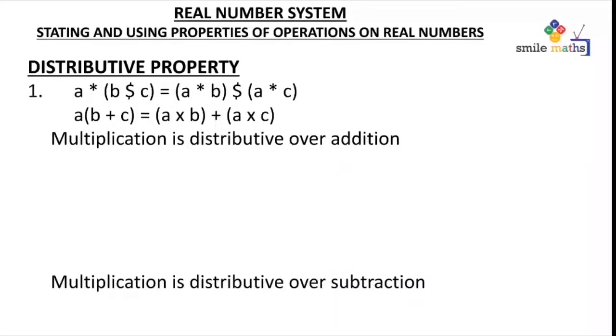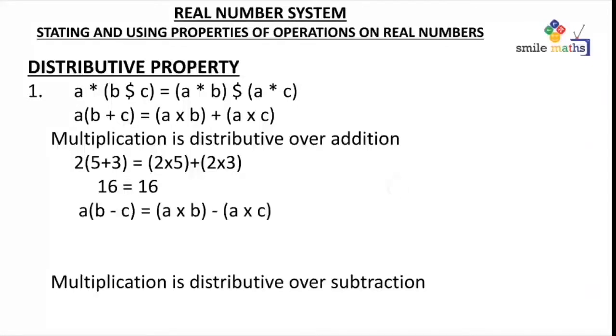After checking, you realize that multiplication is distributive over addition. That is, 2 bracket open 5 plus 3 is going to be equal to 2 times 5 plus 2 times 3. When you work the two of them, you are going to get 16 for both. Likewise for subtraction also. Multiplication is distributive over subtraction, because when you work these two, you are going to get 4 for each of them.